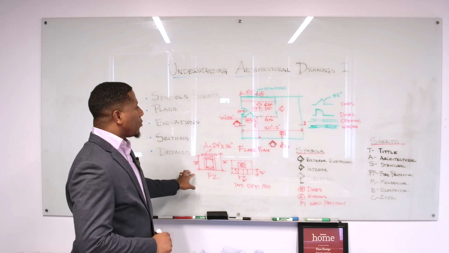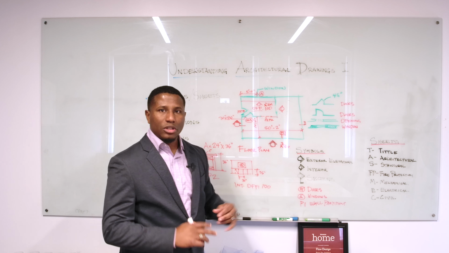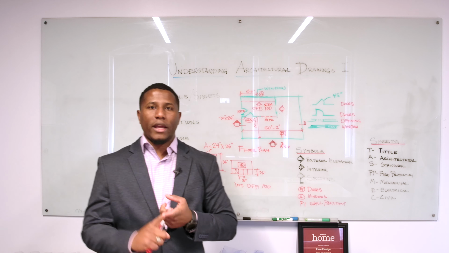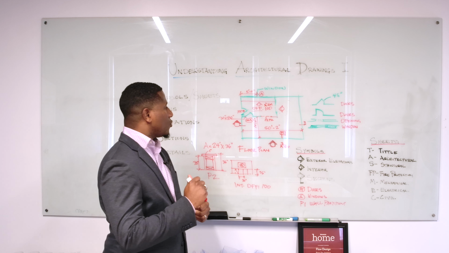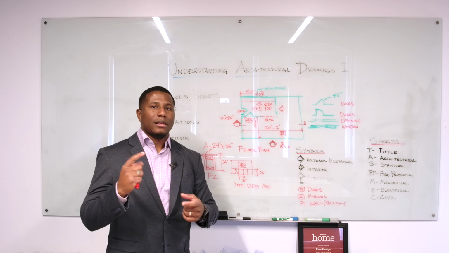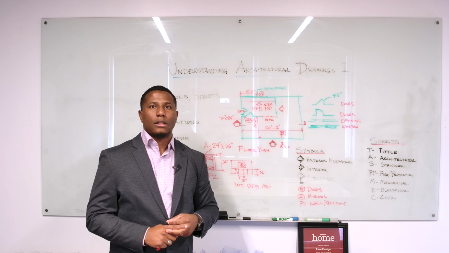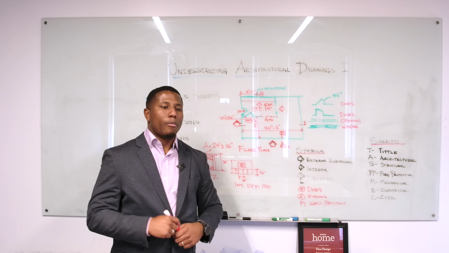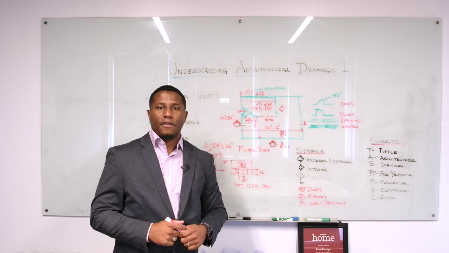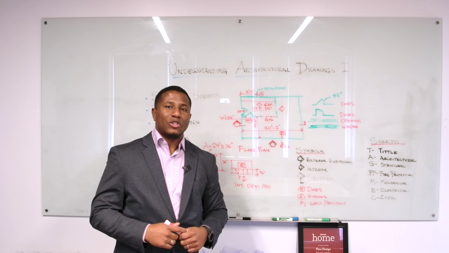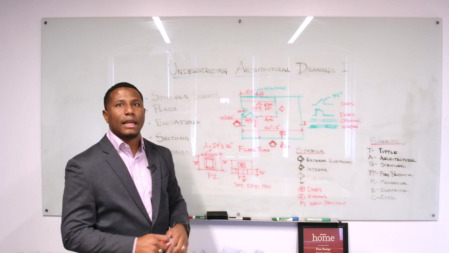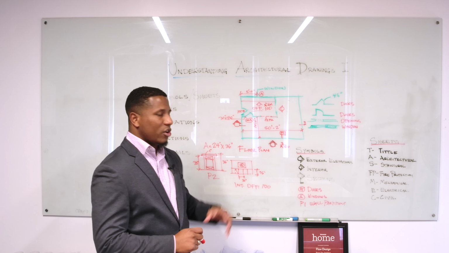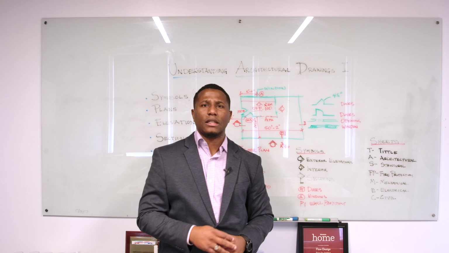So very important that you understand partition types, window symbology, door tags, section tags, and elevation tags. That way you are more aware of this kind of information within your set of plans. So in the next video, we're going to be discussing sheets and how that information relates to what we just discussed today. So thank you so much for listening.